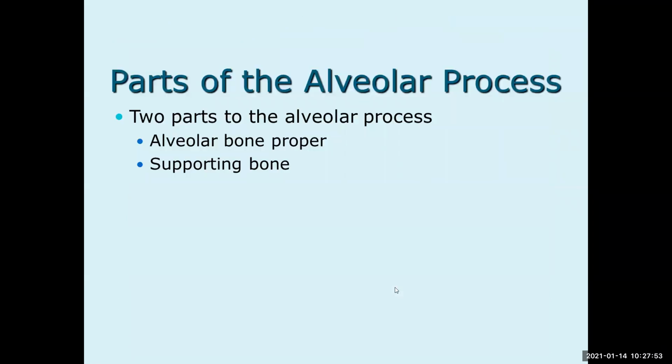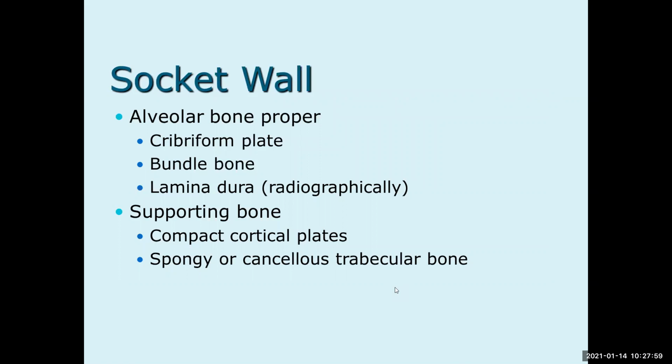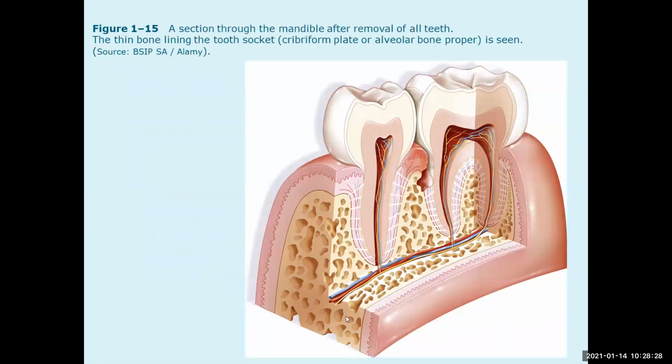We've got our alveolar process. You've got the alveolar bone proper and the supporting bone. You've got your socket wall, which is part of that alveolar bone proper, the cribriform plate, the bundle bone, and the lamina dura, which is what you see radiographically. You have supporting bone, the compact cortical bone plates, and the cancellous trabecular bone. And what we look at radiographically when we are looking at their perio status, we're looking to see if we can see that cortical bone. Can we see that white outline, that radiopaque outline?